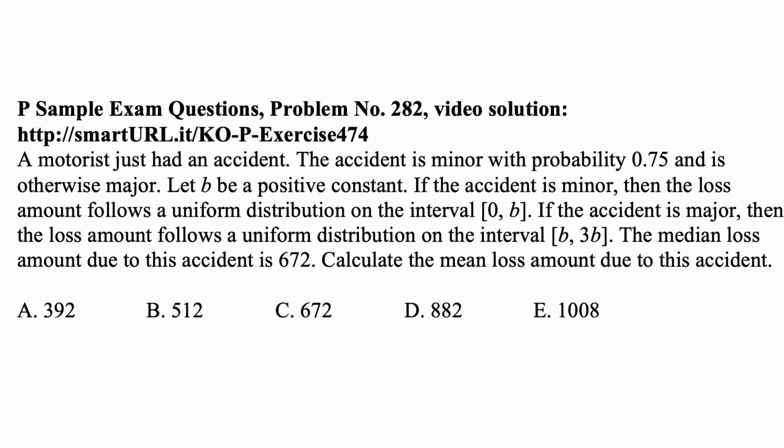Here's a problem for today, for exam P on probability. A motorist just had an accident. The accident is minor with probability 0.75 and is otherwise major. Let B be a positive constant. If the accident is minor, then the loss amount follows a uniform distribution on the interval from 0 to B. If the accident is major, then the loss amount follows a uniform distribution on the interval B to 3B. The median loss amount due to this accident is 672. Calculate the mean loss amount due to this accident.